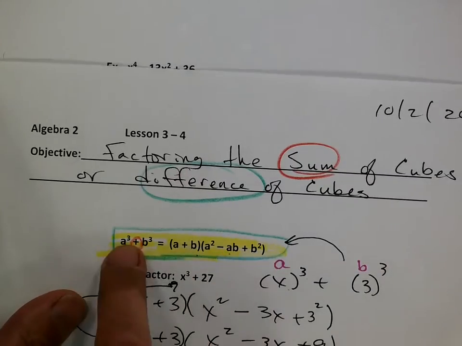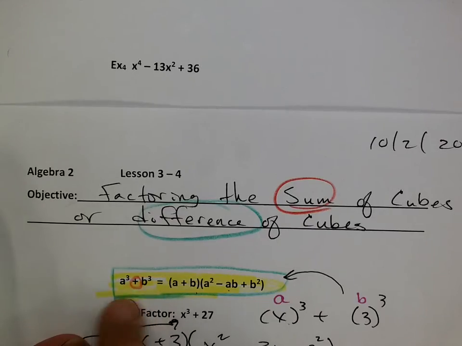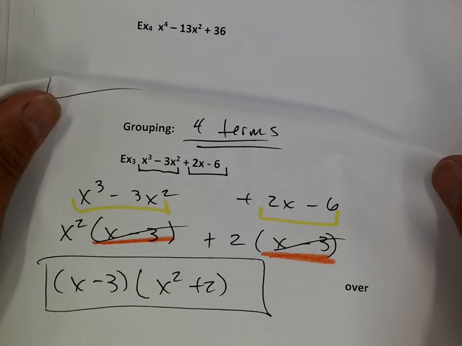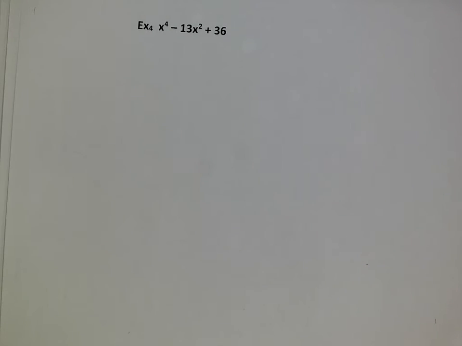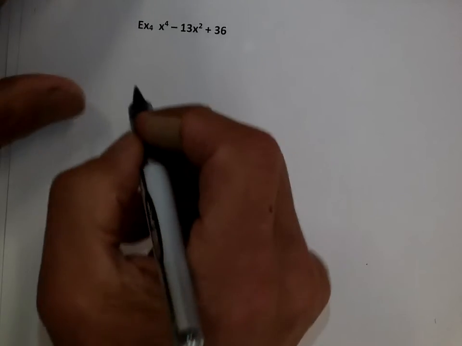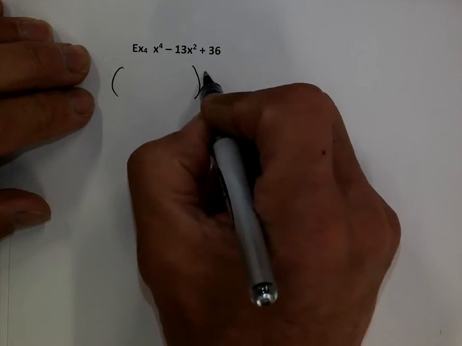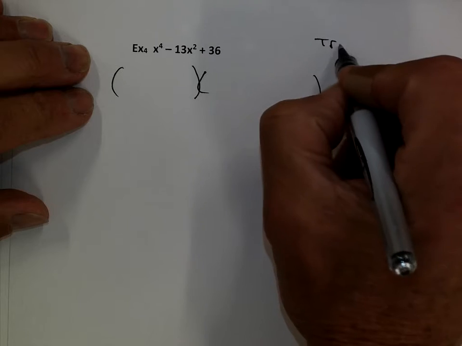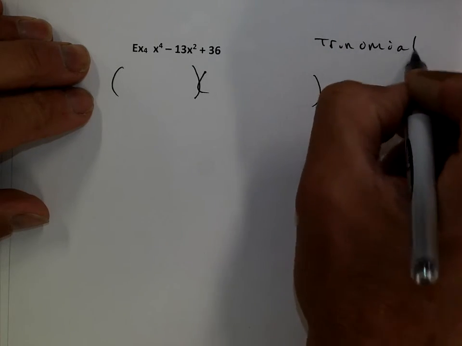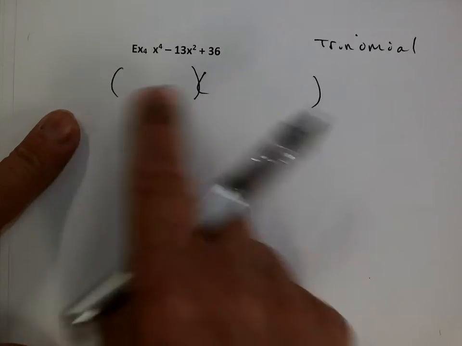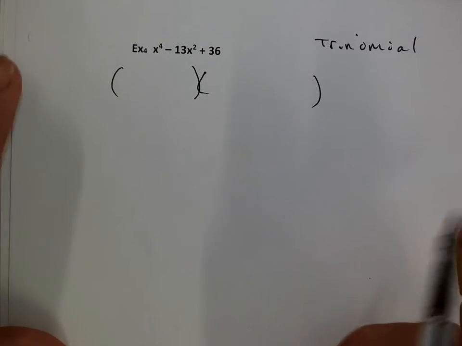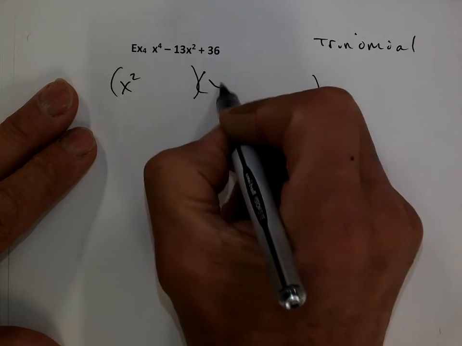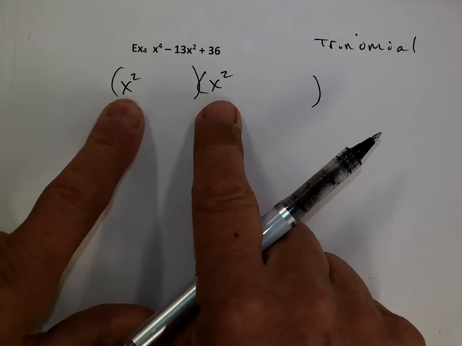So when I look at this, it's not a cube, right? There's not 4 terms, so I have to factor this one differently. I'm going to think about it as a trinomial. So instead of x and x, I'm going to go x squared and x squared, because x squared times x squared makes x to the 4th.